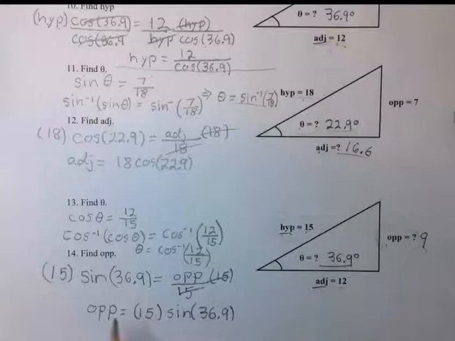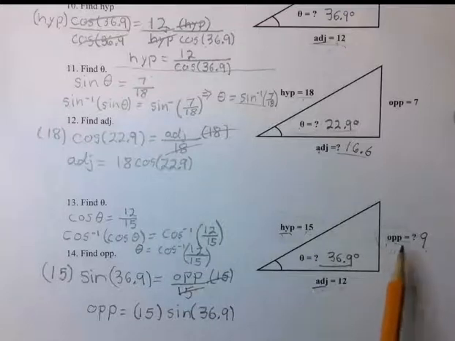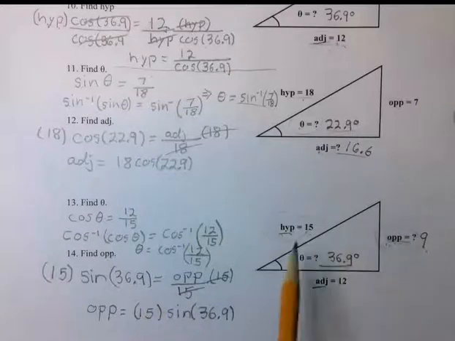And then finally you just wrapped it up the opposite. You're just trying to find the opposite. So opposite over hypotenuse is going to be the sine. That's the definition of sine. So sine of 36.9, this angle, is opposite over 15. Multiply both sides by 15. You plug that into the calculator, and that's it.